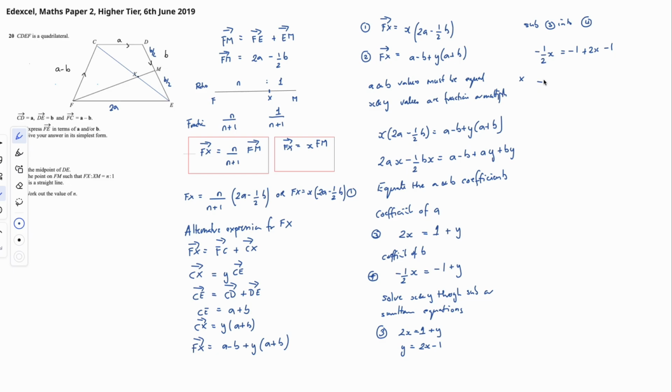So that leaves us with negative x is equal to negative 2 plus 4x minus 2 here. That gives us negative x is equal to negative 4 plus 4x. We rearrange this. Let's get our x's on the right hand side and our numbers on the left hand side. So that gives me 4 is equal to 5x. Therefore x is equal to 4 divided by 5. Where does that get us?